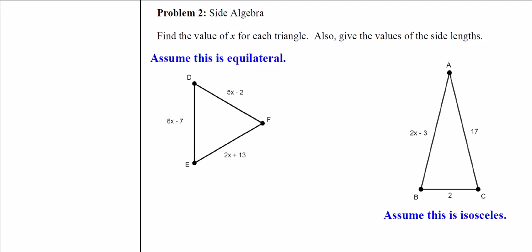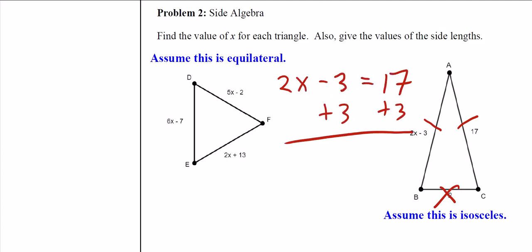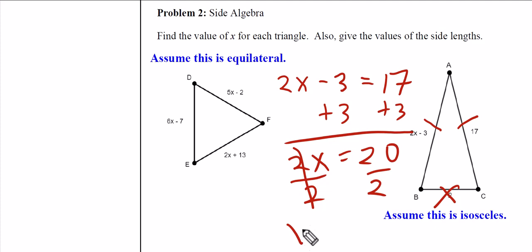Great. Now we have an isosceles triangle. That means that these 2 are congruent to each other. So I'm not going to be using this 2 at all. This is just garbage as far as we're concerned. So we're going to set up what we do know with those 2 congruent sides. We're going to set them equal to each other. Move that 3 to both sides. Divide by 2, and we get an x value of 10.